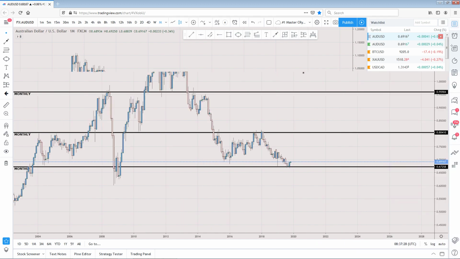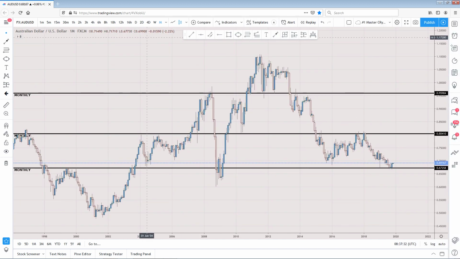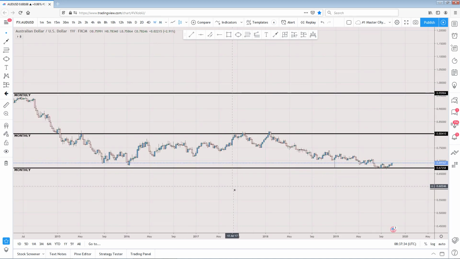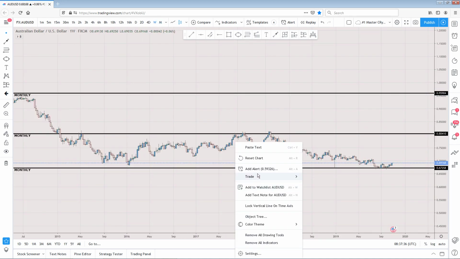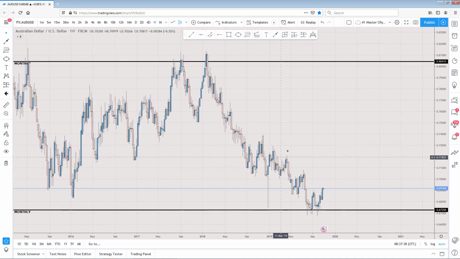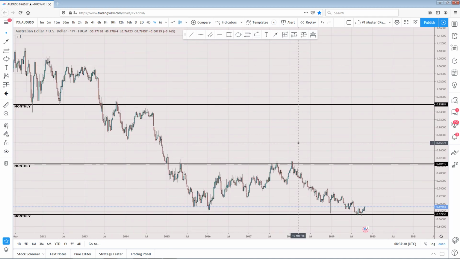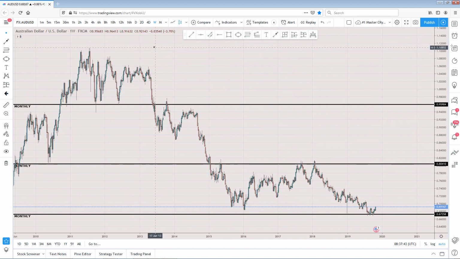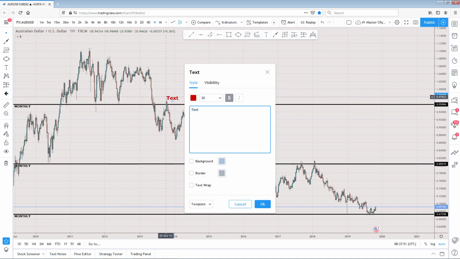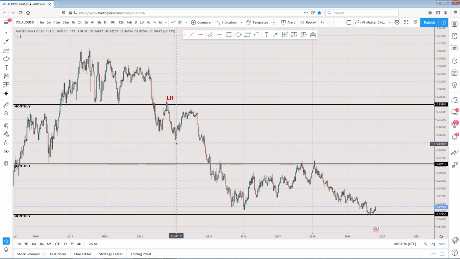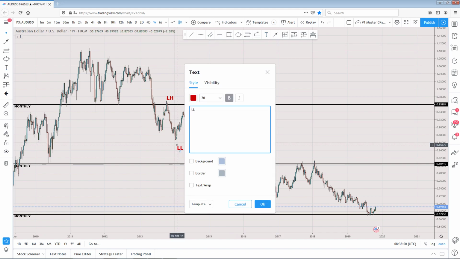And let me minimize that. Okay, so now we're going to switch down to the weekly time frame. And I'm just going to right click on my screen and hit reset chart. And so we're going to start examining market structure on the weekly time frame. So you can see on the weekly time frame, let's just start here. This could be a lower high and then a lower low.